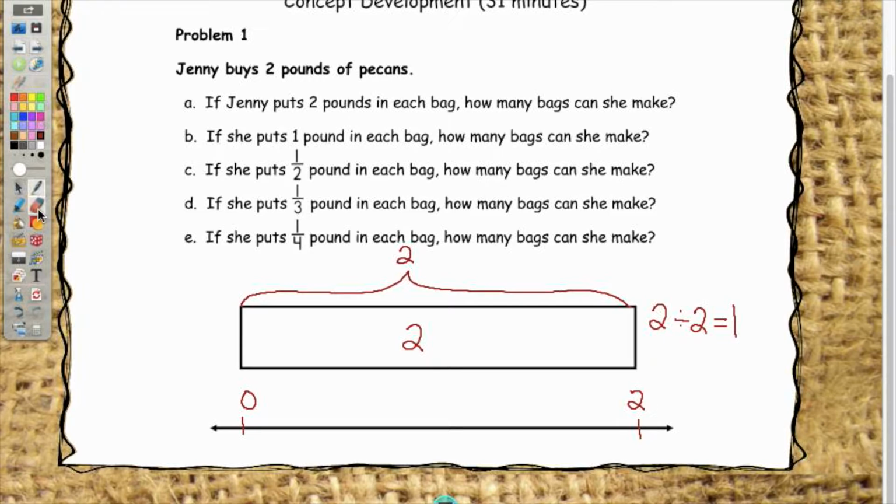All right, I'm going to erase most of mine, and we're going to make a new problem, okay? So the next problem is, she has 2 pounds of pecans. You don't have to erase, you're just going to write it down below. She puts 1 pound in each bag. So 2 divided by 1. So I would draw it like this.